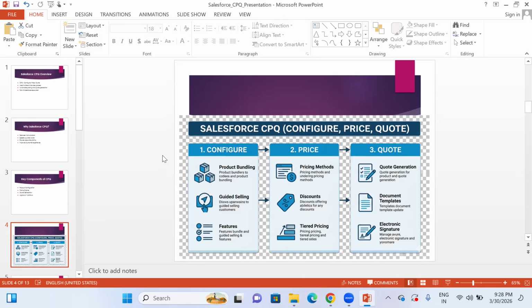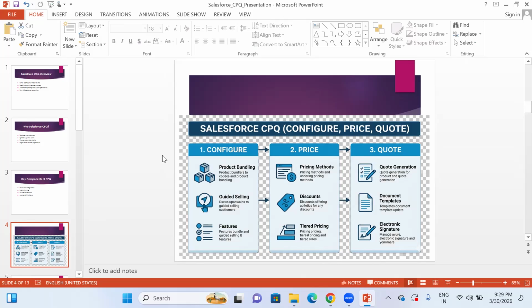Second is pricing, where we need to provide different pricing methods, including any discounts we offer. Next is tiered pricing, which covers the pricing for the sales or activities we perform. The third is quotation, where we can create quote generations.